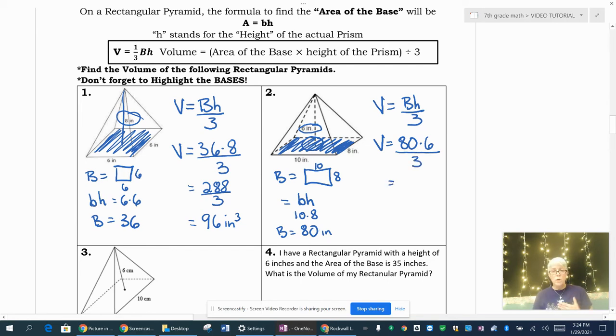Now I can do shortcuts. I could go 6 divided by 3 is 2, and 2 times 80 is 160. Or I can do 80 times 6 is 480 divided by 3 is 160. There's lots of little different shortcuts you can take, just so you know. You can go out of order a little bit, but my answer ends up being 160 inches cubed.